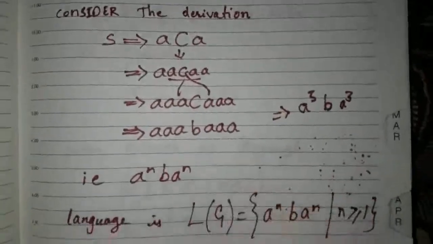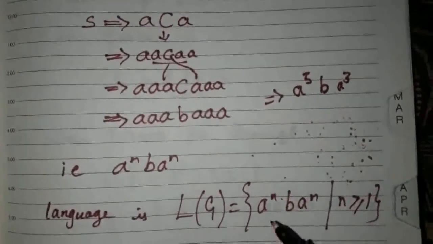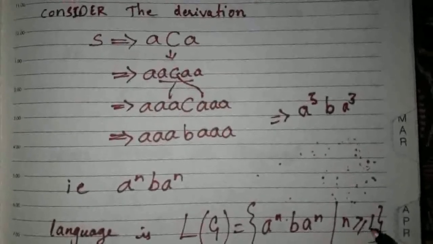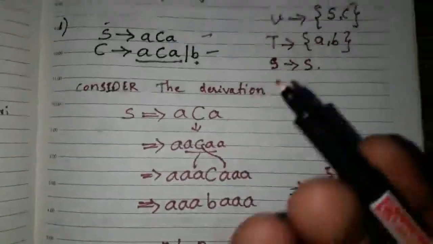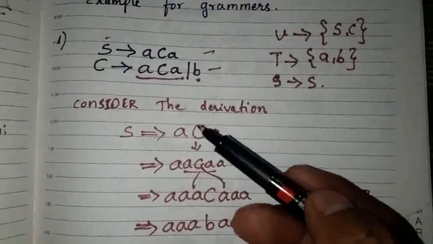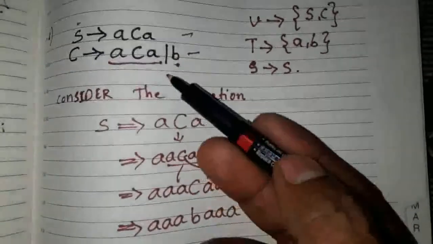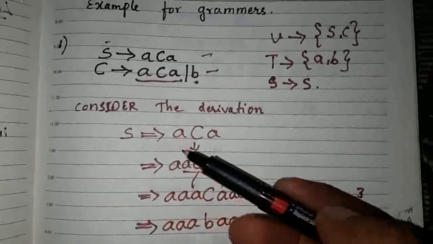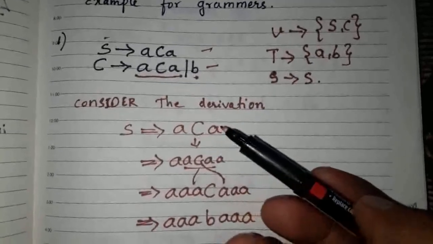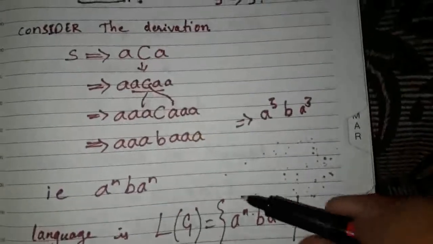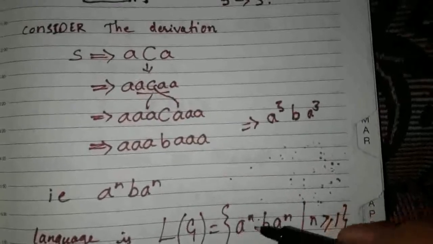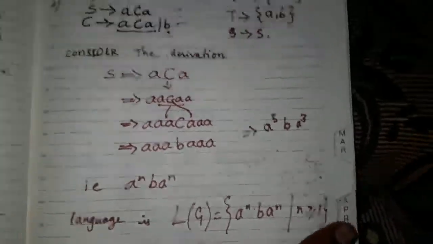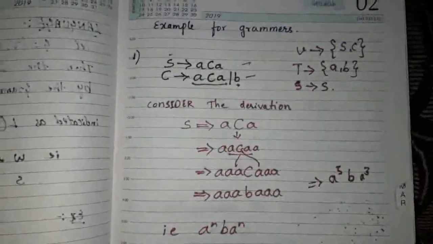So the language obtained here is L of G is equal to A power n B A power n, where n is greater than or equal to 1. Why is n greater than or equal to 1 here? See, if I take the value of C as B in the first production only, you have 1 A followed by B with one more A. That means at least you have 1 A, no? So the value of n you have here is 1. So this is the second example of the grammar.